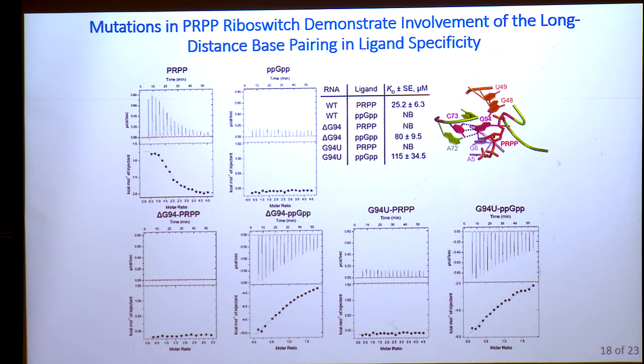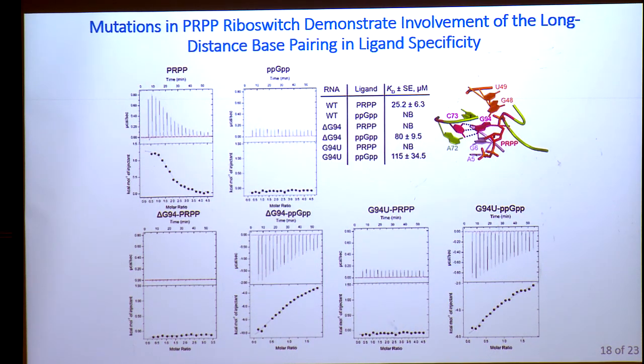To probe the importance of this G nucleotide in the PRPP structure, I either deleted it or mutated it, and I tested binding by isothermal titration calorimetry. When I did this, I can see that the mutations led to no binding in the PRPP, meaning that this nucleotide is very important for the stability of the RNA.